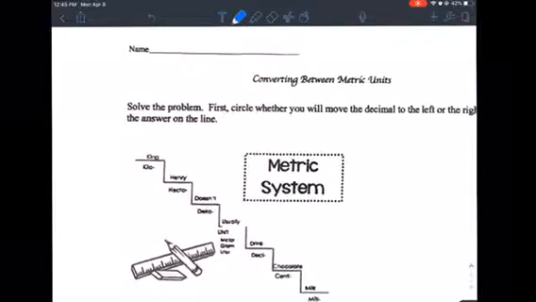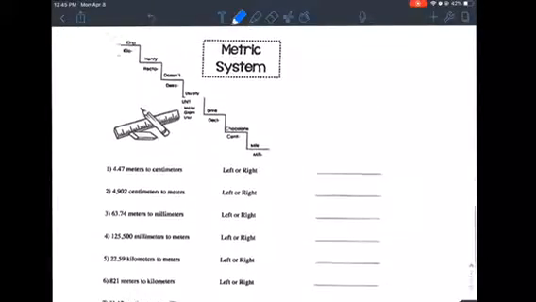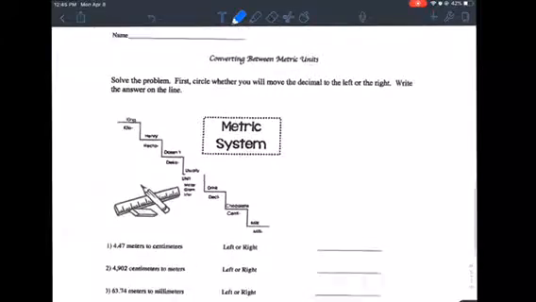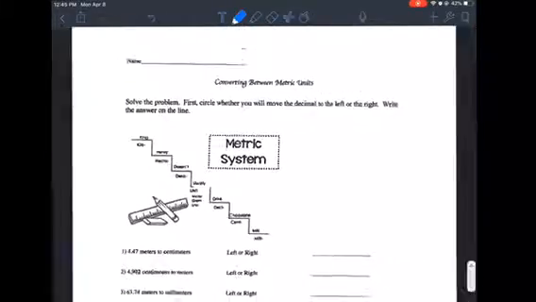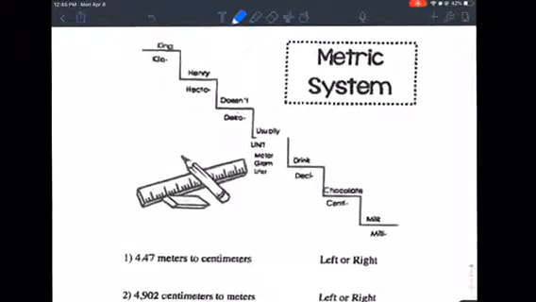Okay, for this worksheet, solve the problem. First, circle whether you will move the decimal to the left or to the right. Write the answer on the line. Look, it's your handy-dandy staircase all over again.